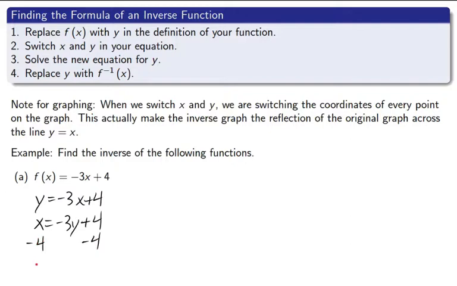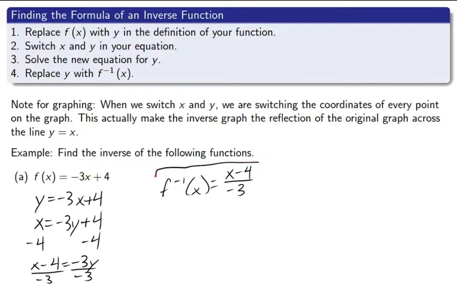Subtract 4 from both sides, and I get x minus 4 equals negative 3y. Divide by negative 3, and I get f inverse of x is equal to x minus 4 over negative 3, which if you were paying attention to the method that I did a moment ago, you can kind of see that answer. First we multiply by negative 3, then add 4. So really we subtract 4 and then divide by negative 3. And that's what we end up with.